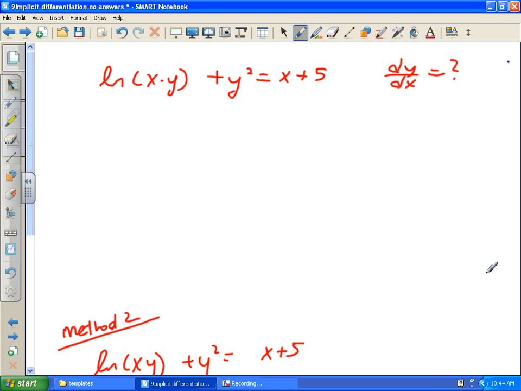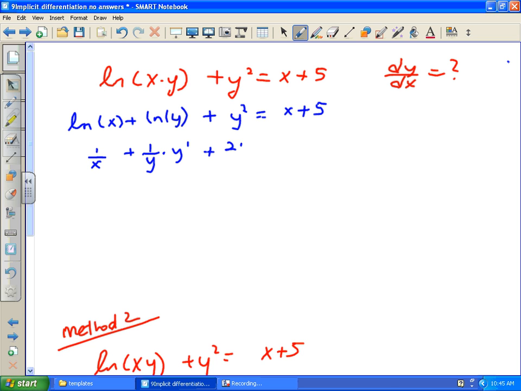All right. So I'm going to start by simplifying it first. Yes, there's more than one way to do it, but the easiest way is if you rewrite the ln function as ln x plus ln y. Then we can differentiate both sides with respect to x. Derivative of ln x is 1 over x. Derivative of ln y is 1 over y times y prime. Derivative of y squared is 2y y prime. And on the right-hand side, derivative of x is 1. Derivative of 5 is 0, right?